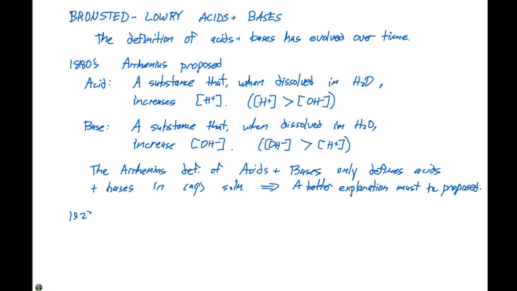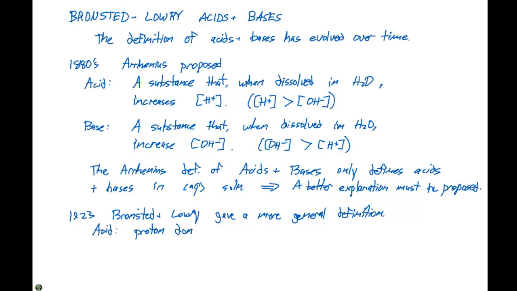And in 1923, Bronsted and Lowry gave a more general definition. Basically, they defined an acid to be a proton donor. And when we refer to a proton, we refer to an H+ ion. And a base is referred to as a proton acceptor. And again, the proton is the H+ ion.